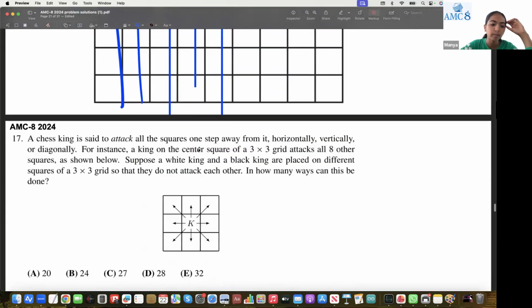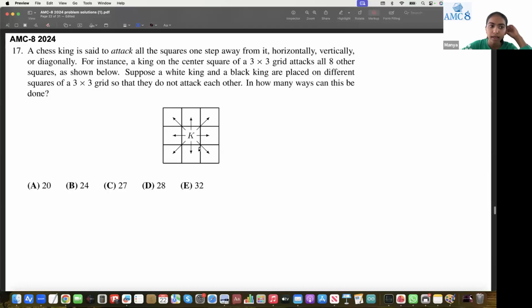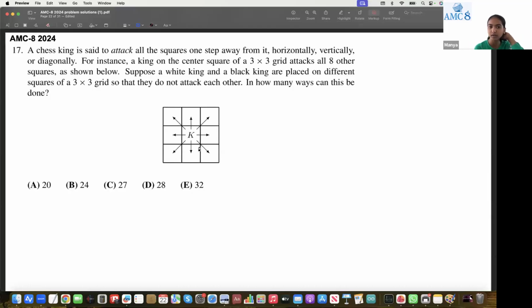So we can go to problem number 17 now. It says that a chess king is said to attack all of the squares one step away from it, horizontally, vertically, or diagonally. For instance, a king on the center square of a 3 by 3 grid attacks all other 8 squares as shown below. Suppose a white king and a black king are placed on different squares of a 3 by 3 grid so that they do not attack each other. How many ways can this be done?